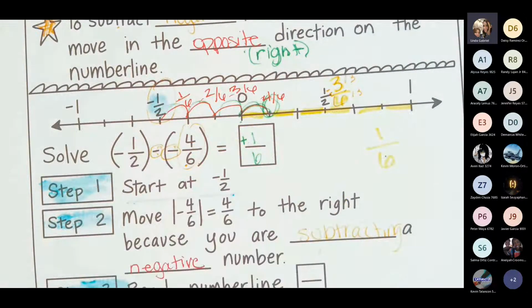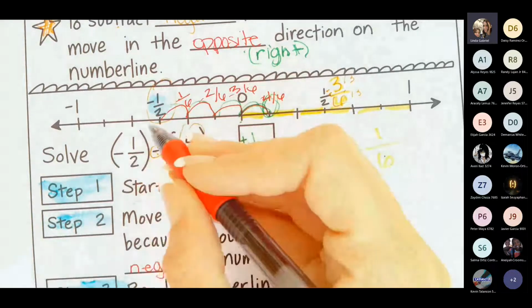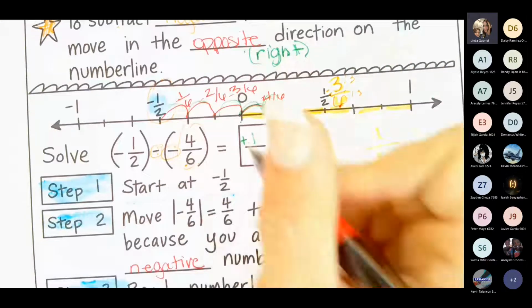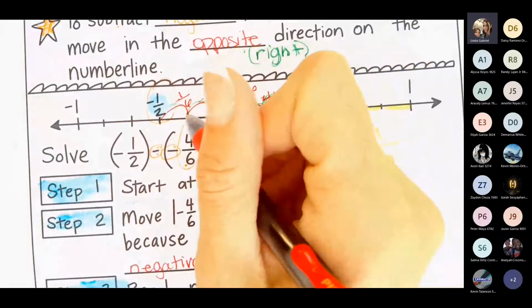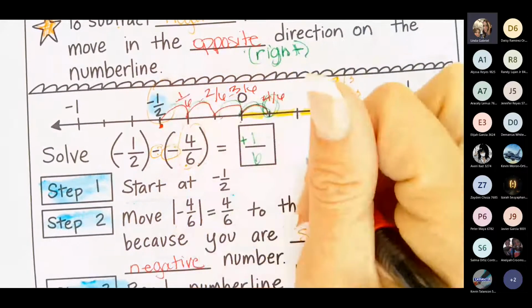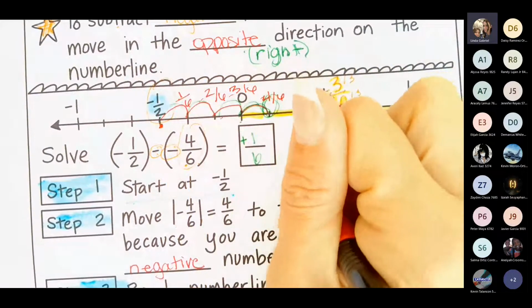Let me show you one more time. So I have negative 1/2, which I showed you guys is also equal to negative 3/6, right? Because it's 1, 2, 3 lines over, making that equal to 3/6. So let's see, I have negative 3/6.